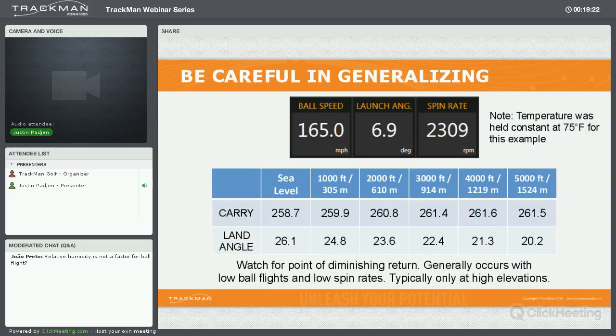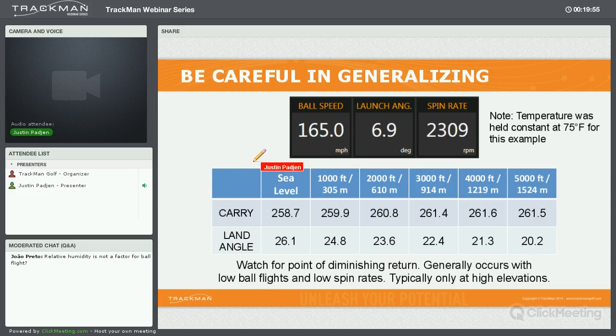One thing to keep in mind here is to be careful in generalizing, because if it's a mid-ball flight, then those rules of thumb are going to hold pretty true. But if you get somebody with a strange ball flight, a really low ball flight, a really high ball flight, then it's not always going to behave the way that you think it is. And again, that gets back to why I said it's important to go on an individual case-by-case basis if you really want to be accurate with this information.